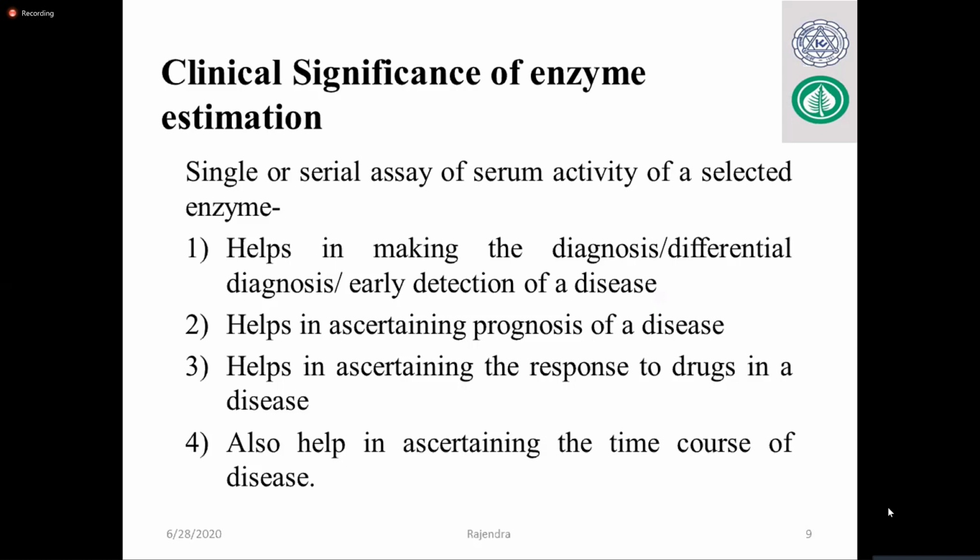It helps in making the diagnosis, differential diagnosis, and early detection of disease. See, decades or a couple of decades ago, labs were considered just for diagnosis. Nowadays, not for diagnosis only, for prevention also these laboratories are being used in the global setting.